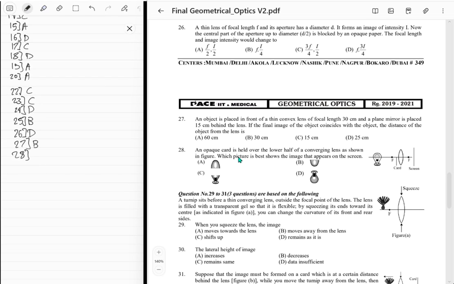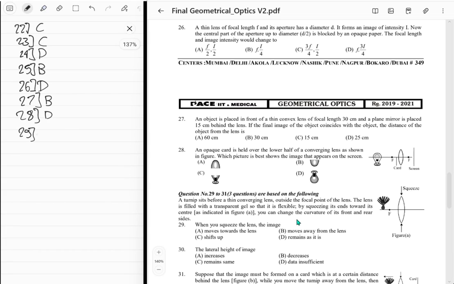An opaque card is held over the lower half of a converging lens as shown in the figure. So, card, lens. What picture best shows the image that appears on the screen? Well, okay, this is just wrong. A and B, I don't think that's correct. D might be the thing. It's more than the focal distance, and I guess it's also more than the 2F. In the end, it's not virtual, it's real, and that's why it's going to be inverted. So D looks correct, I guess. And of course, it's going to be the full image. It's not just the lower half. Okay, so 28 D.